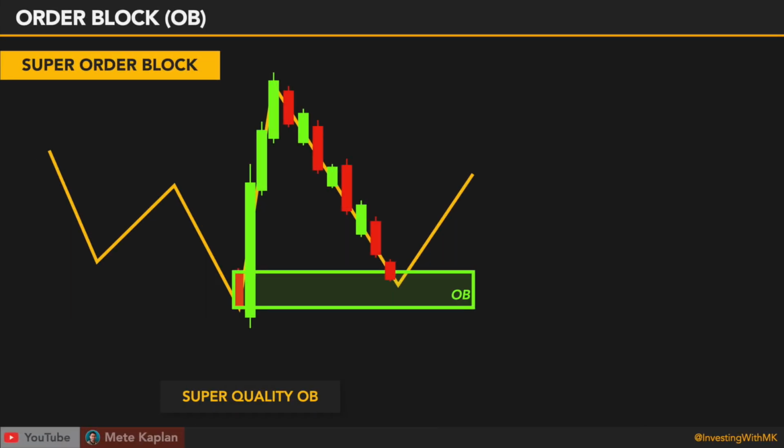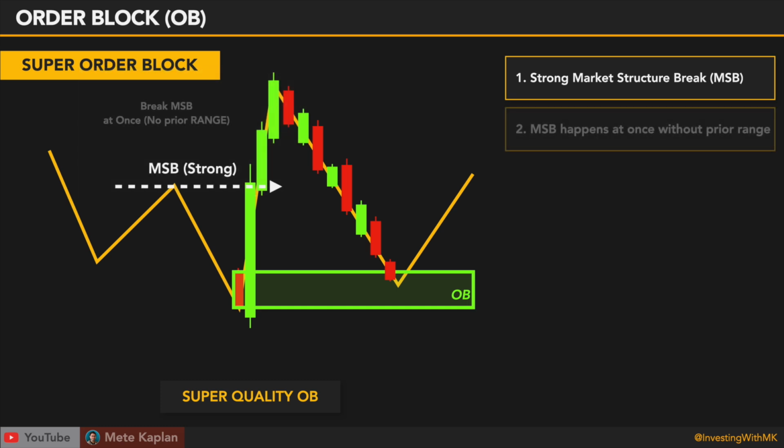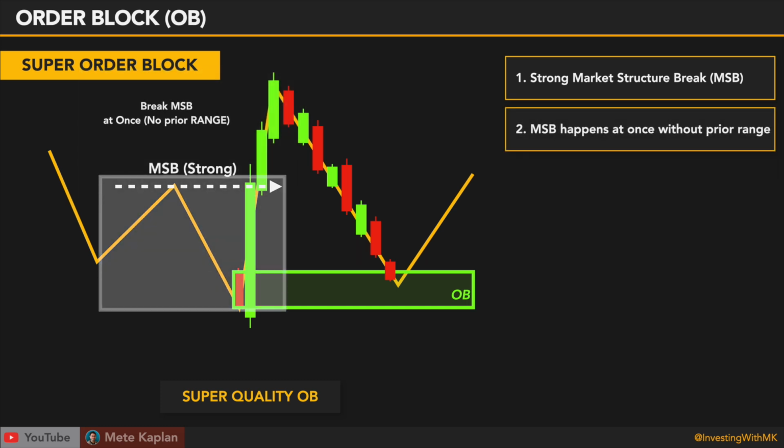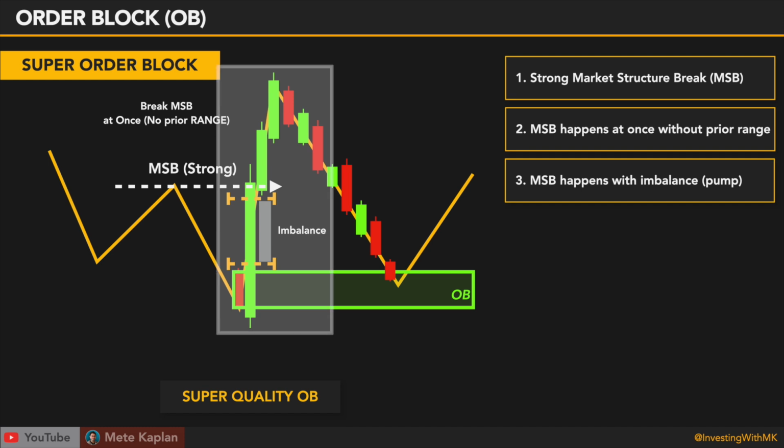Okay, let's create my ideal super order block, but this is just my own opinion. 1. Strong market structure break confirmation. 2. Market structure break happens at once without prior consolidations. 3. Market structure break happens with big pumping candlesticks with imbalances.